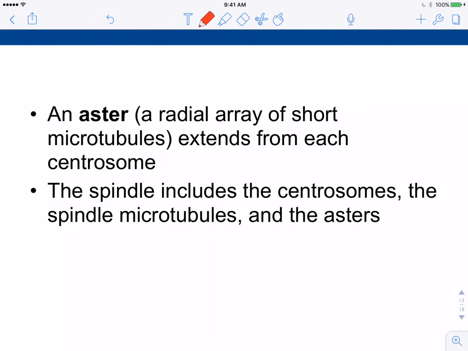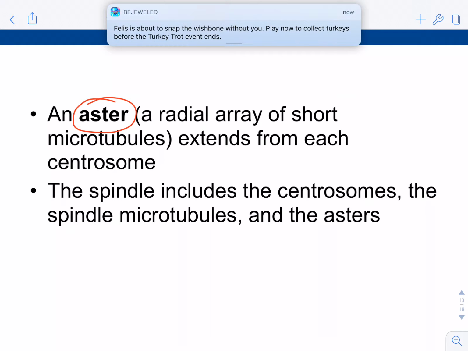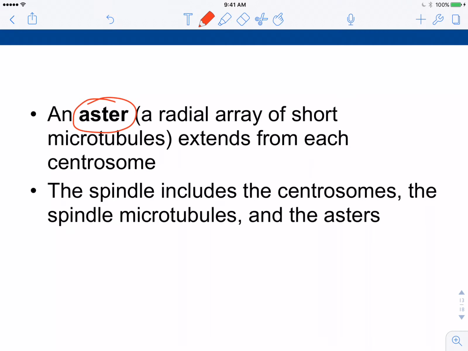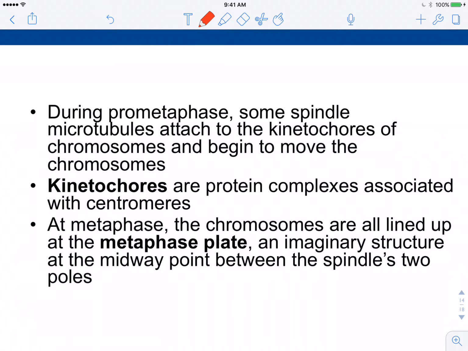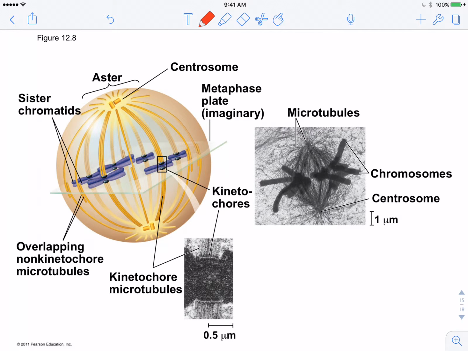As the centrosomes migrate to the poles, what grows out of them is called an aster, an array of short microtubules that extends from the centrosome. We're going to see a picture of this in a second. And so the mitotic spindle includes the centrosomes, the spindle microtubules, and the asters. Let's just take a quick look. Okay, so there's an aster. There's a centrosome, and these are my spindle microtubules.